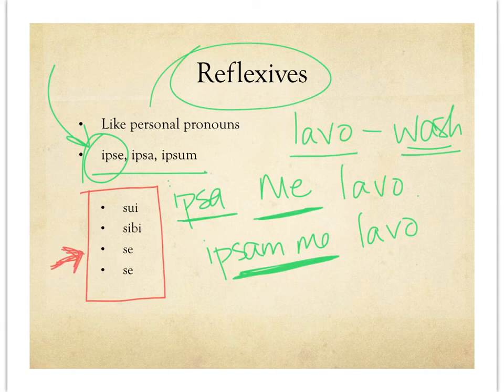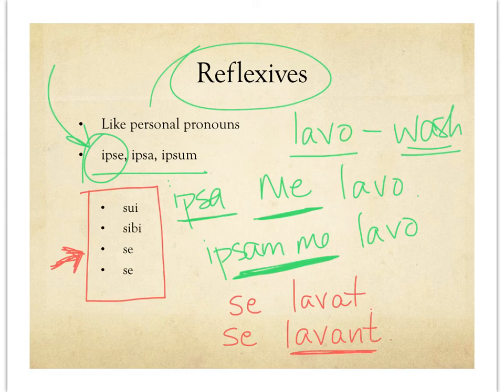And these, you can see there's no nominative: sui, sibi, se. And you'll know whether it's singular or plural because you'll know whether the verb is singular or plural, and that will tell you what your reflexive pronoun is. So if you wanted to say he washes himself, se lavat. Or you could say they wash themselves, se lavant. And you know they are washing themselves because the verb is plural. So if it's reflexive, se has to be plural too.